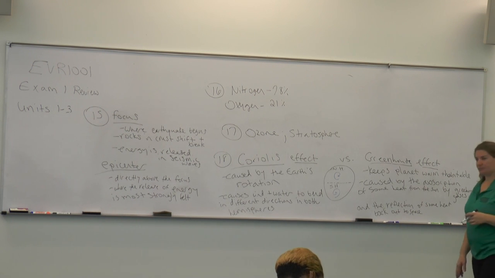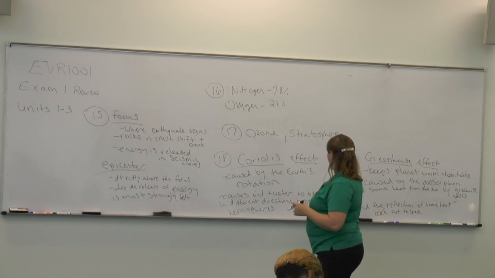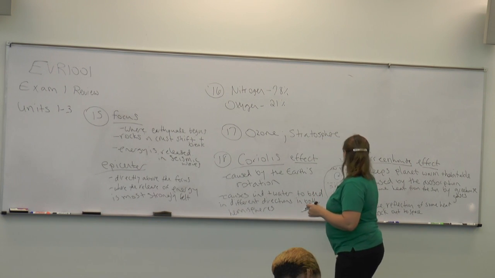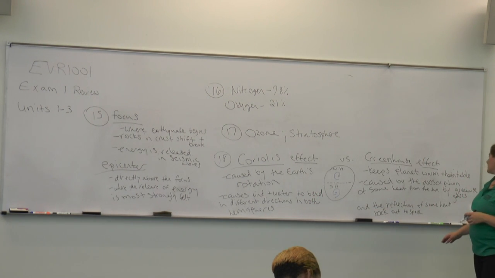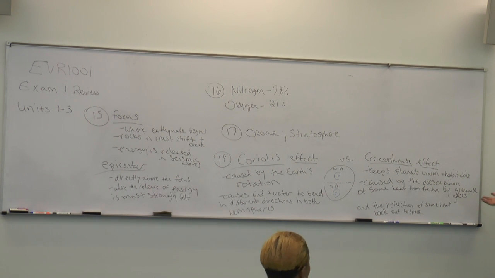The Coriolis effect causes wind and water to bend. All right, so the greenhouse effect keeps the planet warm and habitable because some of the heat gets trapped within the Earth's atmosphere by greenhouse gases, and some of the heat reflects back out into space, especially when it hits snow and ice. You guys okay with that one? All right, we're almost done here.